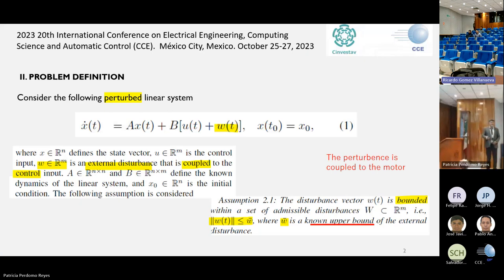This is the problem definition. We consider the following perturbed linear system, with omega the perturbation coupled to the motor. This disturbance is a vector bounded within a set of admissible disturbances omega. It's a vector of dimension m, and omega is an upper bound of the external disturbance. We also know the dynamical system, which means that the matrices A and B are known. The initial condition is for t equal to 0 seconds.